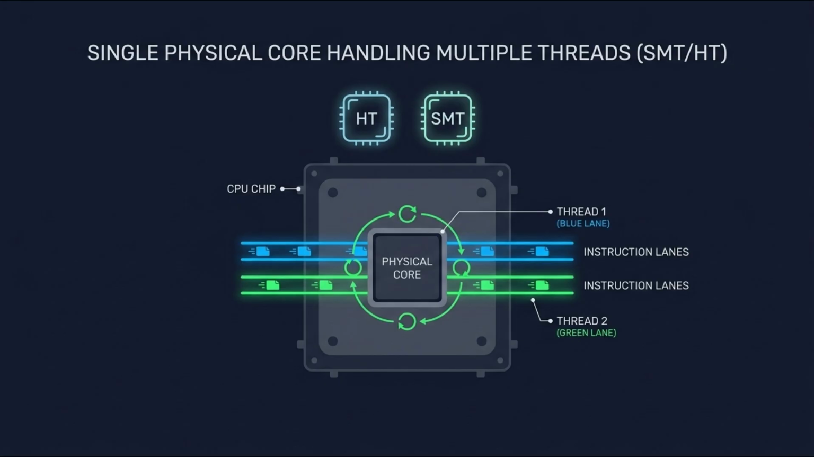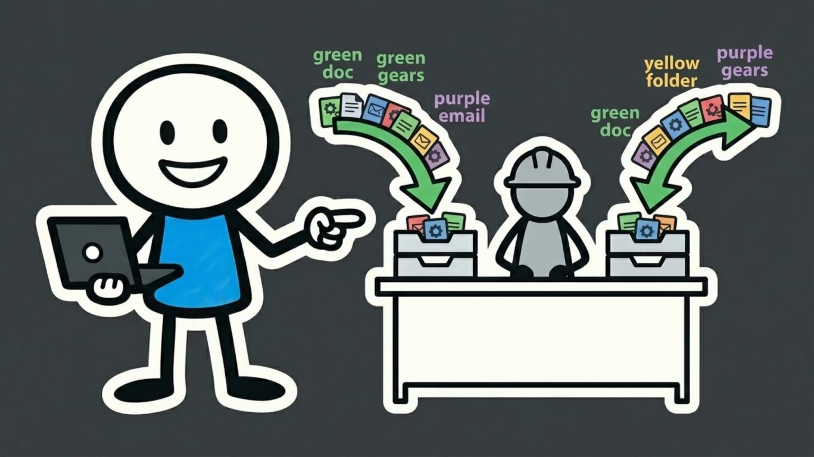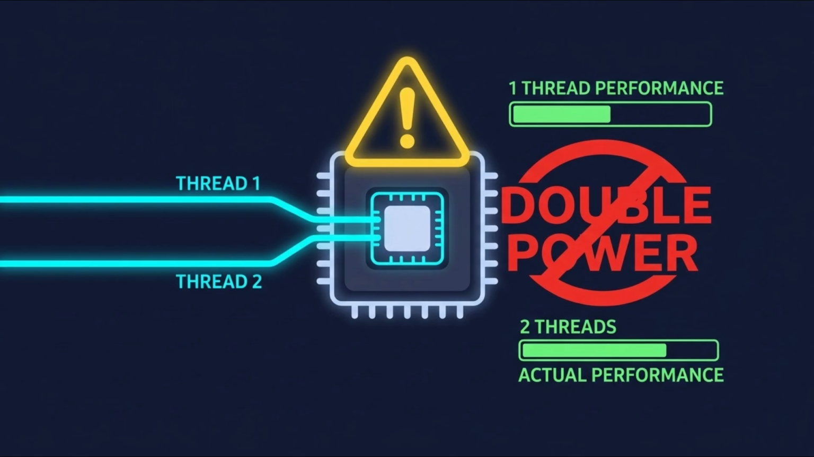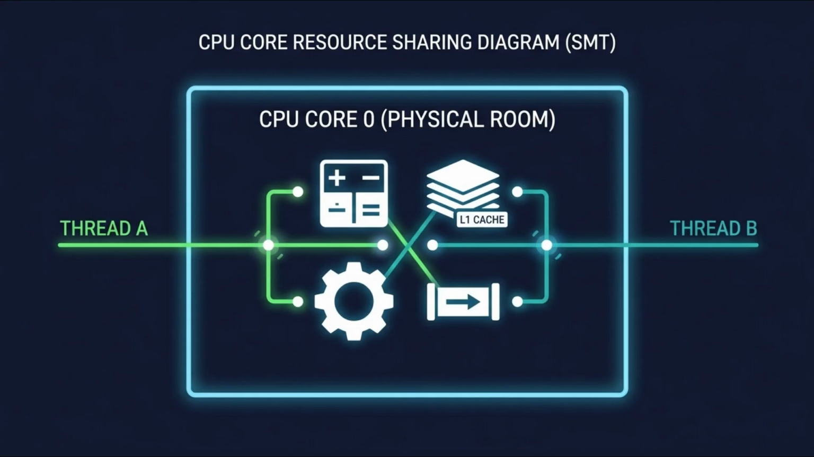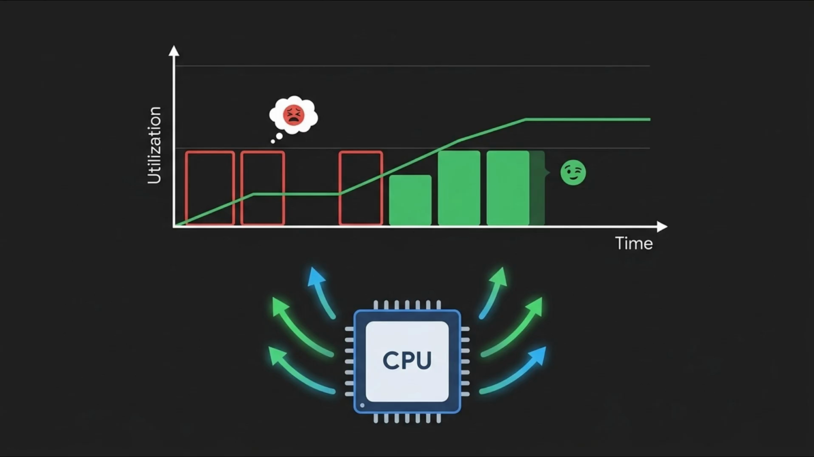But here is the catch. More threads do not mean the CPU has magically doubled in power. A 6-core, 12-thread CPU is not the same as a true 12-core CPU. The extra threads can improve efficiency, especially when the CPU would otherwise be waiting. But those threads still share the same physical core resources. That is why some tasks benefit a lot from threads and others do not.